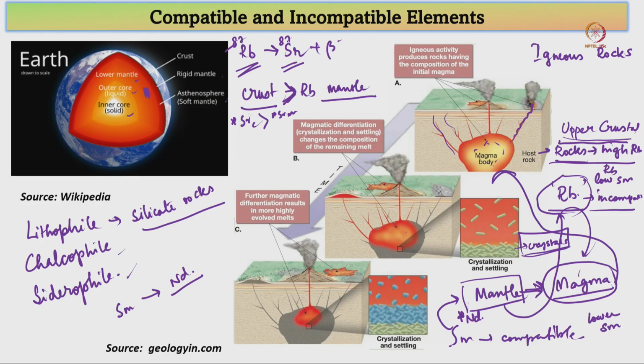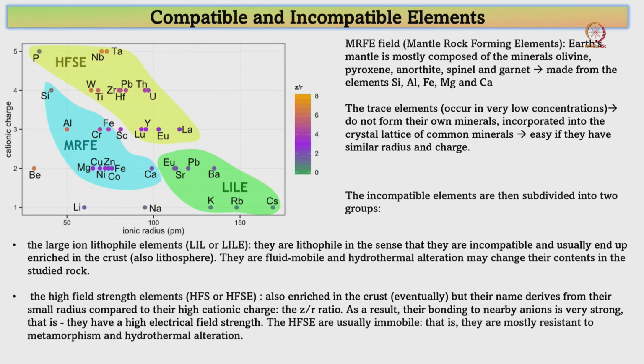So, this is the importance of compatible elements and incompatible elements. We need to understand how particular elements are going to be in the different kinds of reservoirs, such as the upper crust, the lower crust, and the mantle, where they are expected to be more, and therefore, where do I find the radiogenic daughters. So, we need to understand which are compatible elements and which are incompatible elements.